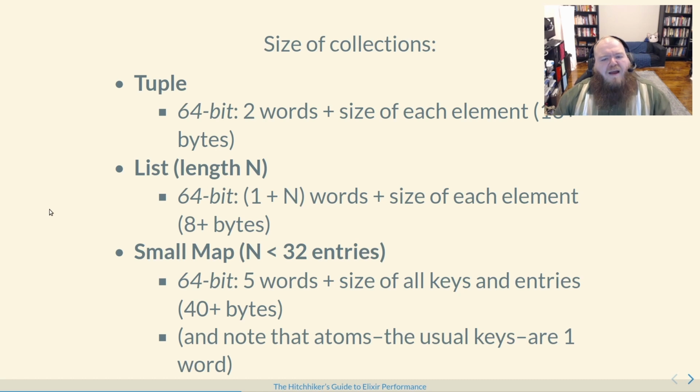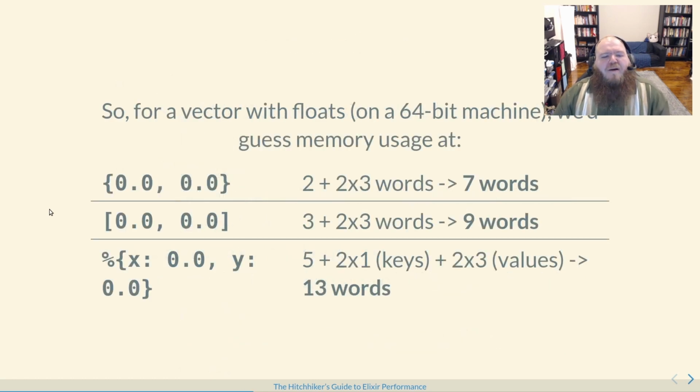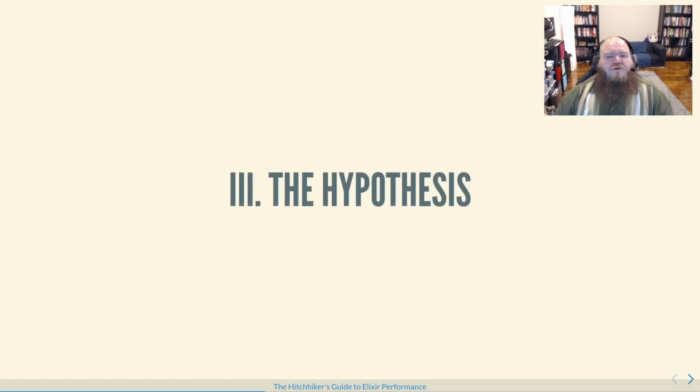So that's kind of our backing stores and getting a rough idea. And so combining all of those things, for a vector with floats on a 64-bit Intel machine, our best guesses at memory usage are probably 7 words for the tuple approach, 9 words for the list approach, and then 13 words for the map or struct approach.